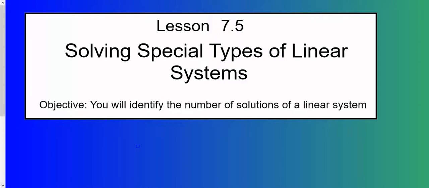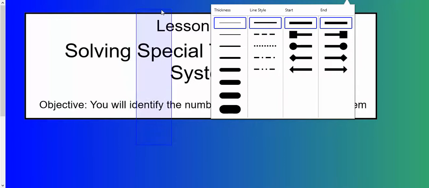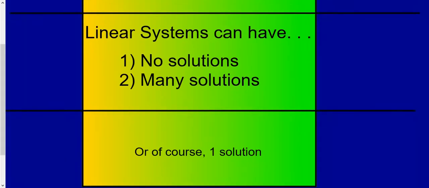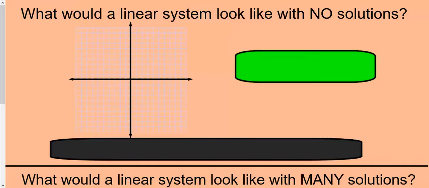We talked about this a little bit in class, but we're going to be working with a couple different types of systems in which there is not just simply one solution. So we've seen that they can have one solution, but there's also systems that can have no solutions or many solutions. So we're going to take a look at what that may look like.